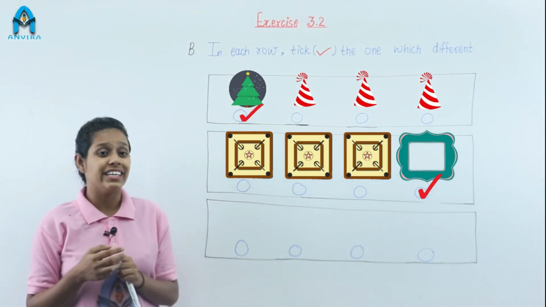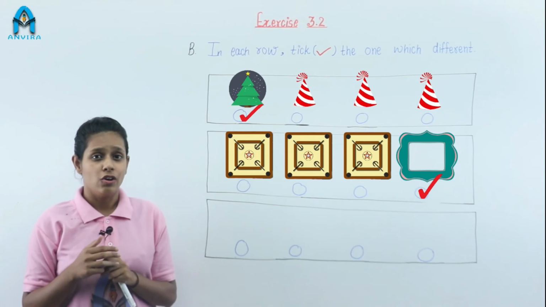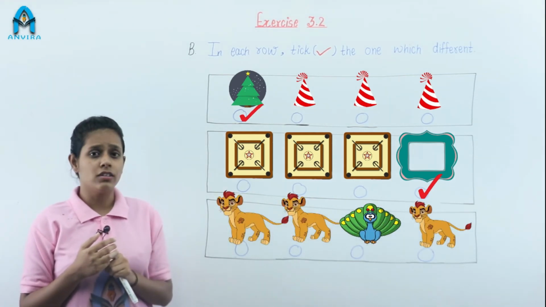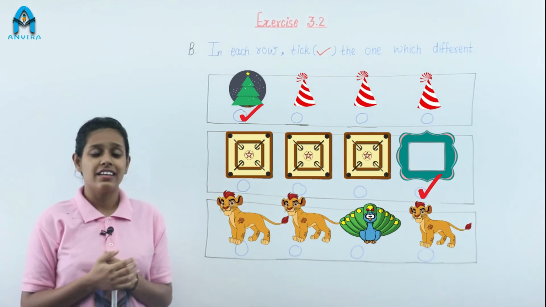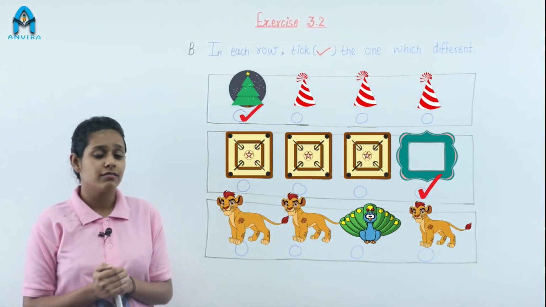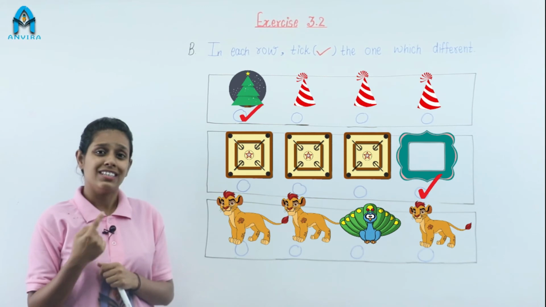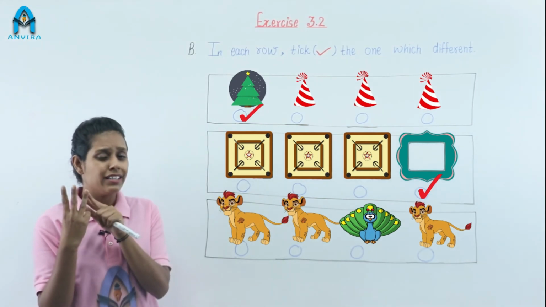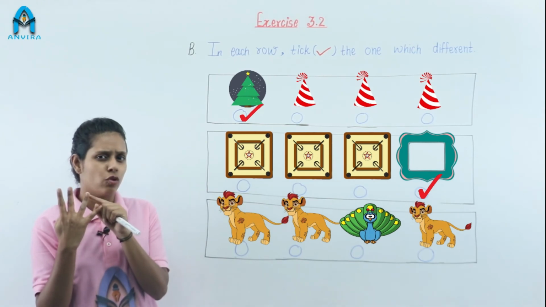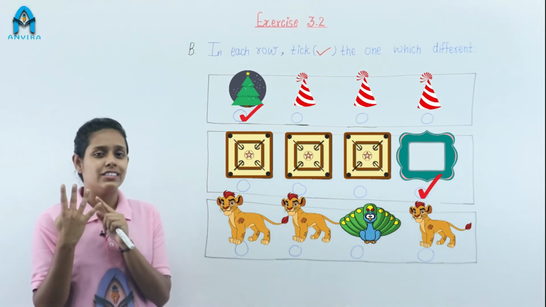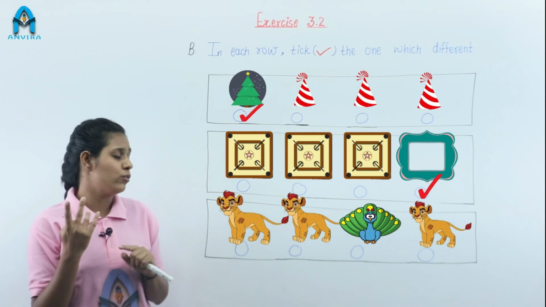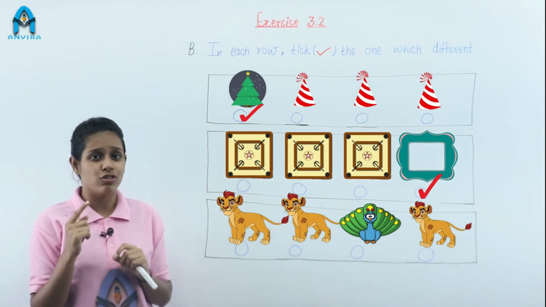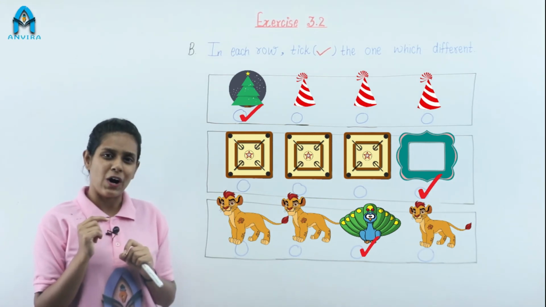Now, look at the next picture. Lion, lion, peacock, lion. Now, which is the different one? First picture, it's lion. Second, lion. Third is peacock. And fourth is also lion. So, which is different? Third one, peacock. Peacock is different. So, you have to tick the peacock.